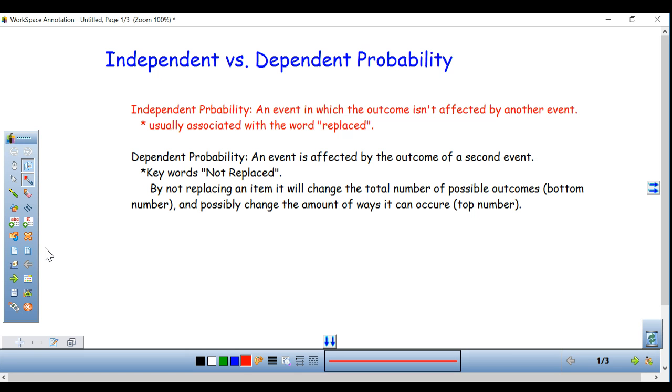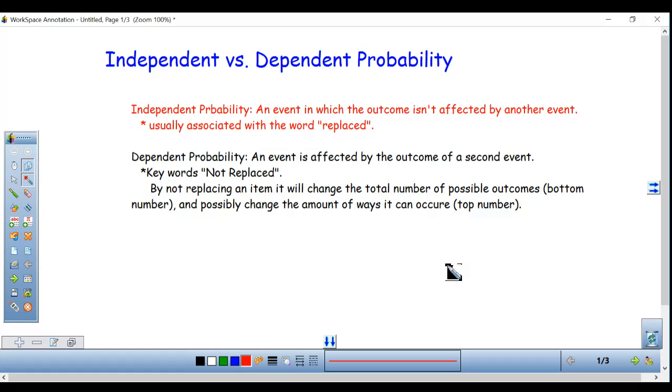Big words, nothing to be afraid of. Independent probability is kind of what you've been doing, what you've been used to. It's very similar to compound probability. Independent probability is an event in which the outcome isn't affected by another event. So it's usually associated with the word replaced, and we'll get into that at the next screen. But independent probability, it is compound. You will be multiplying, and you will be doing an action more than once. This will make sense here in just a little bit.